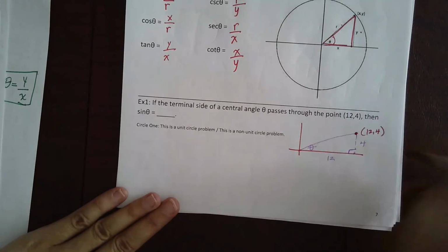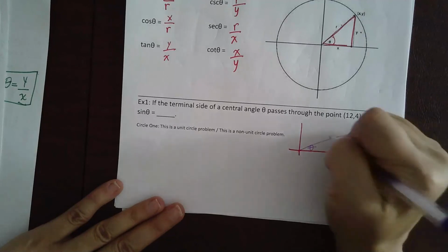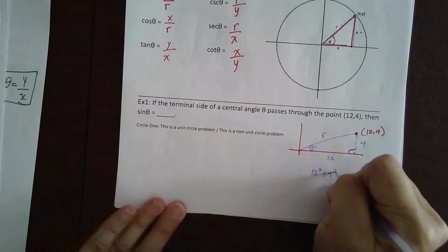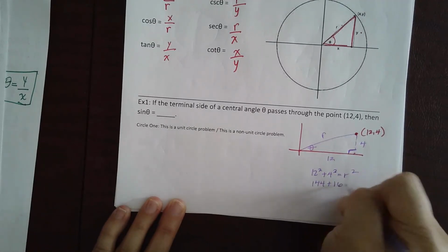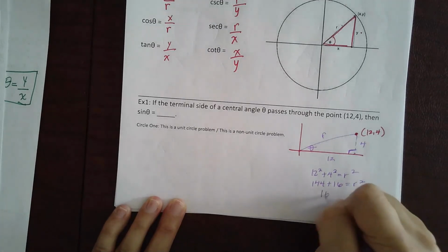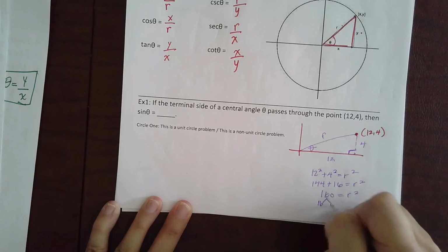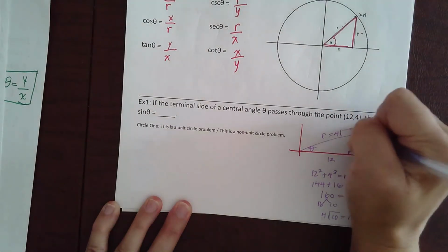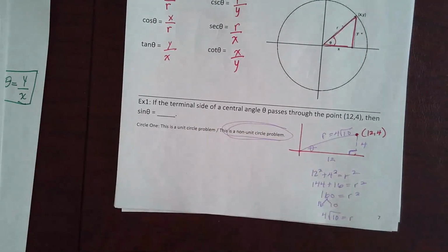How do you check it? Well, this is supposed to be a right triangle, right? So if this is a right triangle, then we can use the Pythagorean theorem to figure out our radius. So 12 squared plus 4 squared equals r squared. So I would get 160 equals r squared. I'm going to reduce this to 16 and 10. So that's 4 root 10 is r. So is this on the unit circle? And the answer is no. So this is a non-unit circle because my radius isn't 1.